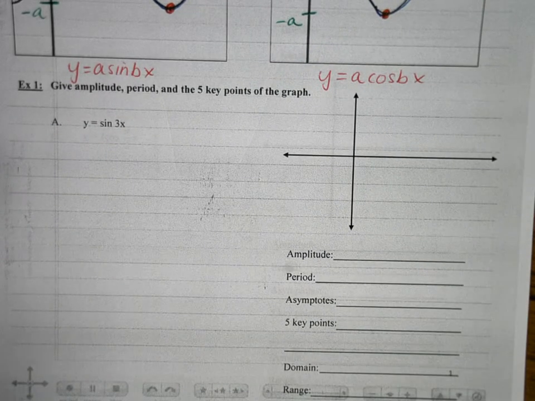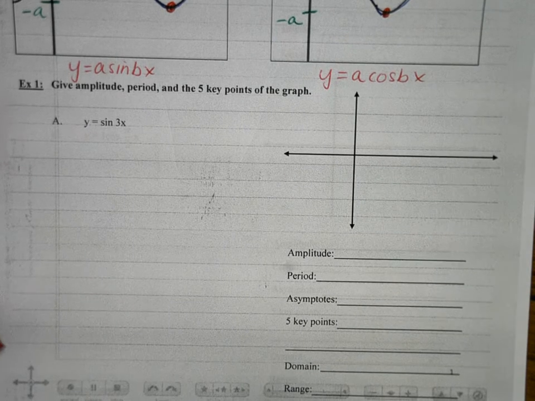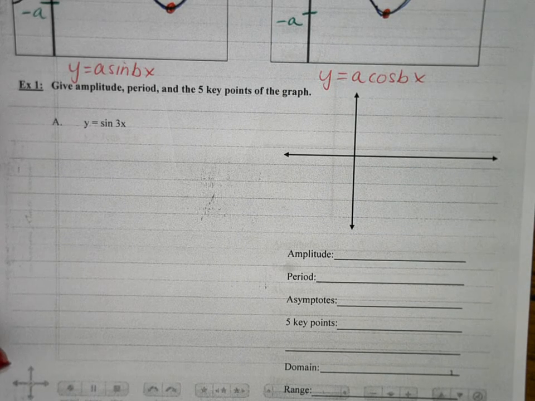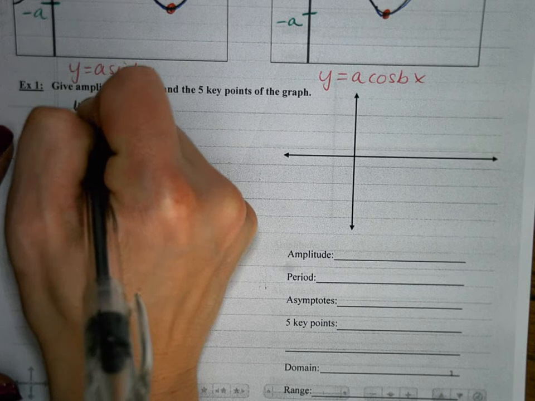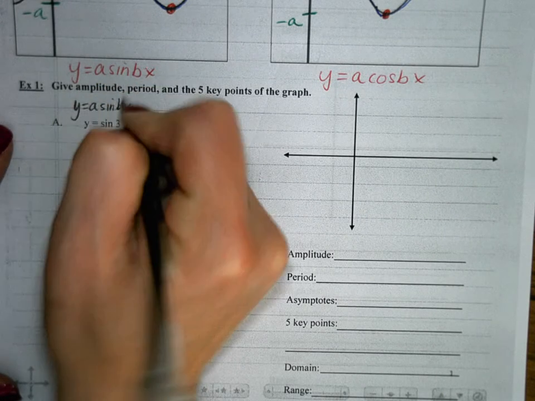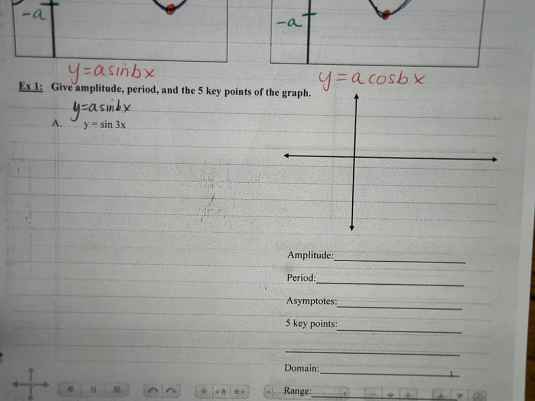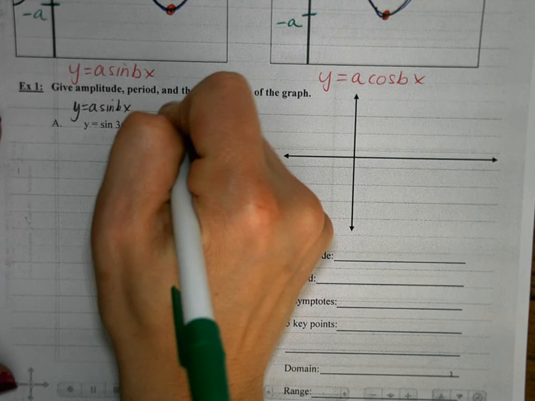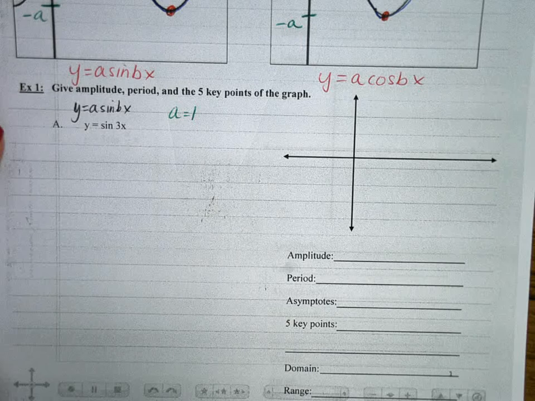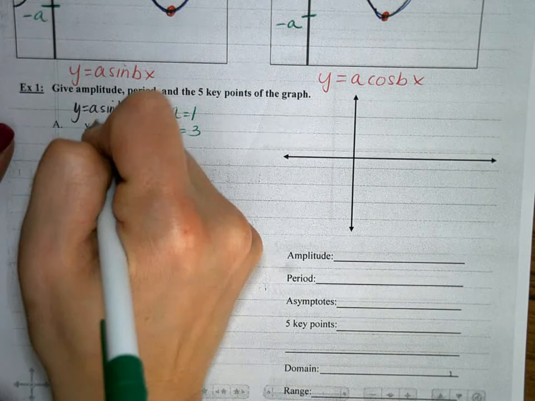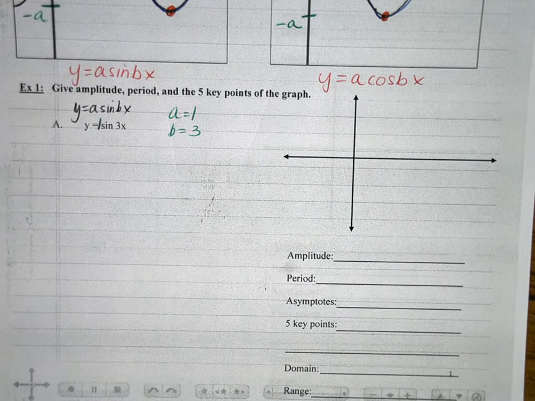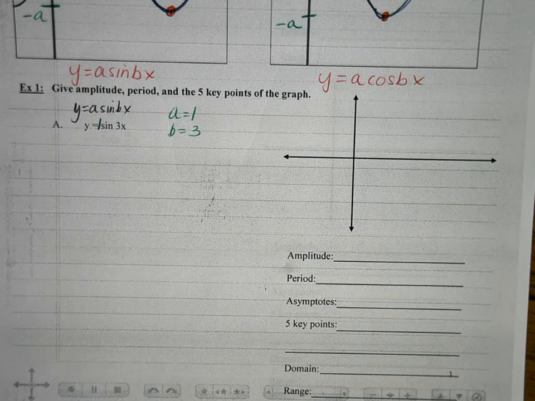Give the amplitude, the period, the 5 key points on the graph, and graph y is equal to sine of 3x. Okay, so the first thing I need you to do is directly above y is equal to sine of 3x, every single time write y equals a sine of bx. That is our function. Because I need to realize what number am I going to use for A? 1. And what number am I going to use for B? 3. All right, because in front of that sine, we know there's nothing there, but we know it's a 1. So my A value is 1 and my B value is 3.